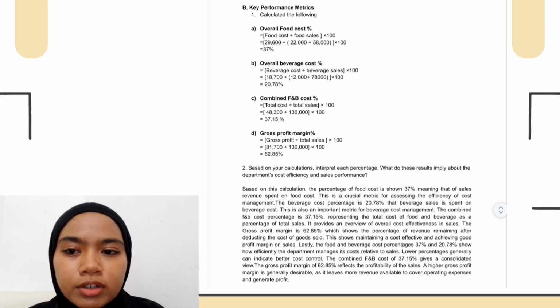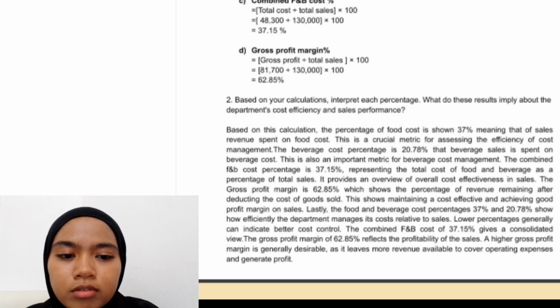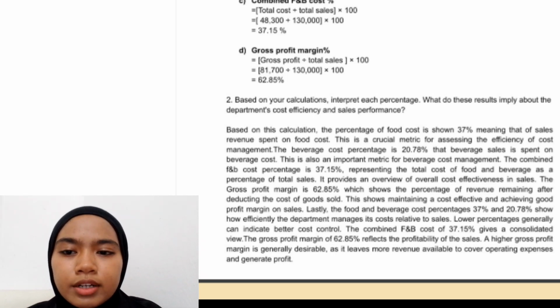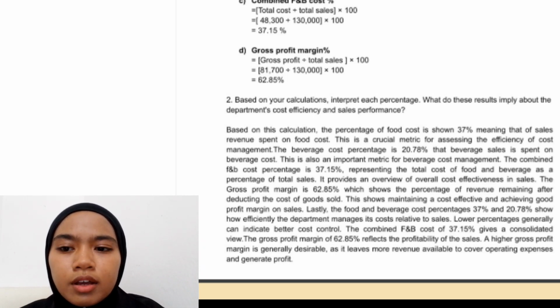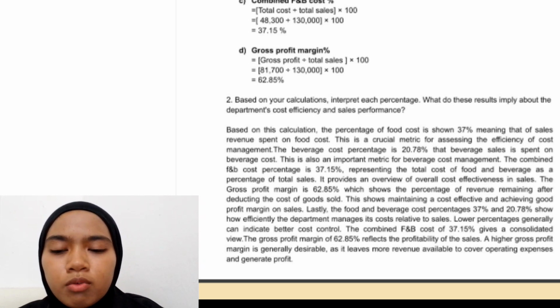Calculate the overall food cost percentage. Food cost divided by food sale, multiplied by 100. 29,600 divided by 22,000 plus 58,000, multiplied by 100, equal to 37%.